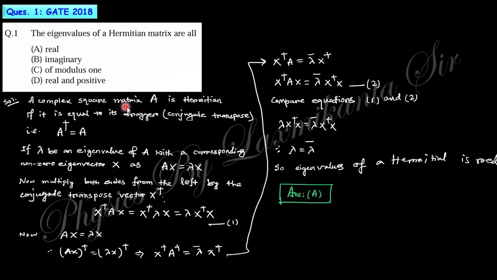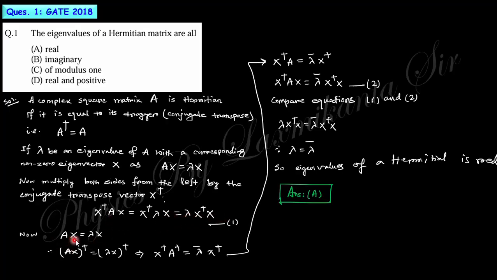You can see the Hermitian matrix has the property A dagger equals A. A dagger is nothing but the transpose of the conjugate of this matrix. If lambda is the eigenvalue of this matrix A, then the equation will be Ax equals lambda x, where x is the eigenvector. Now multiply both sides from the left by the conjugate transpose, x dagger. We will get this relation.